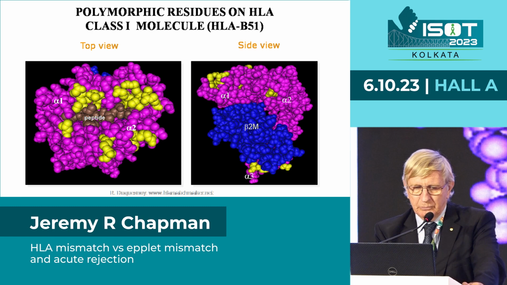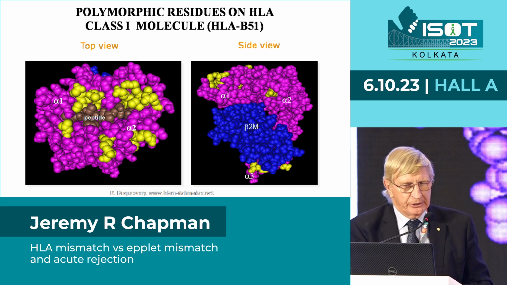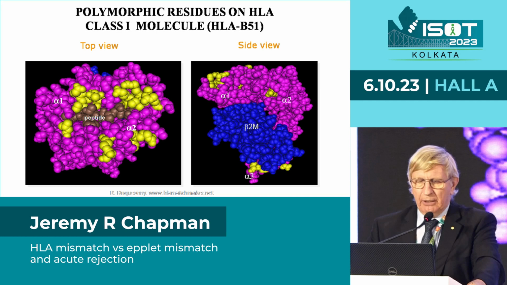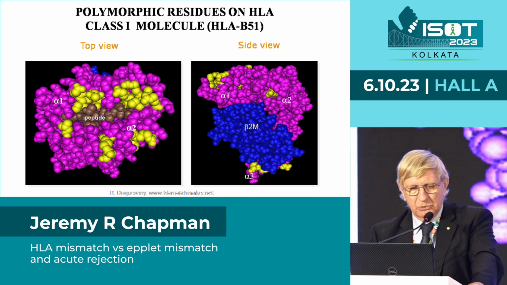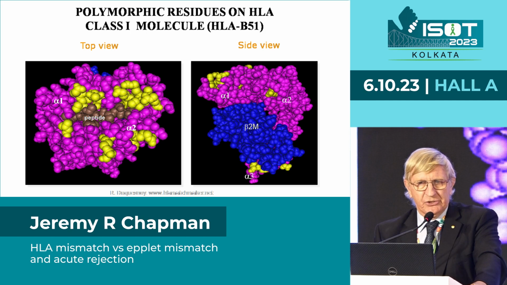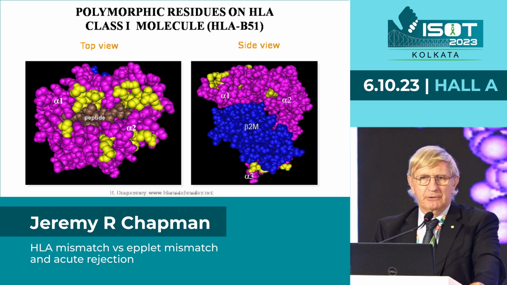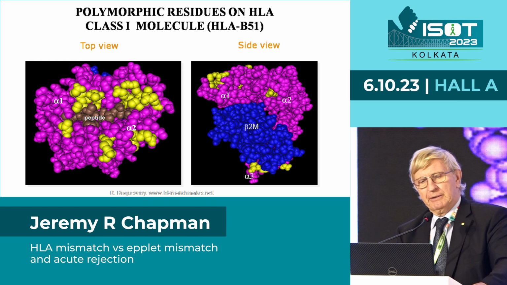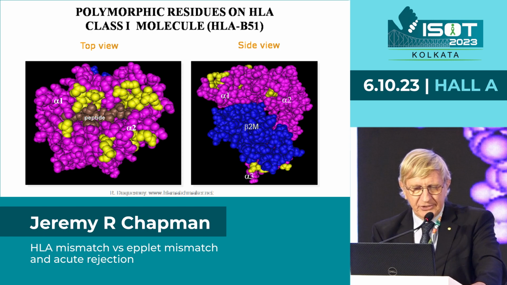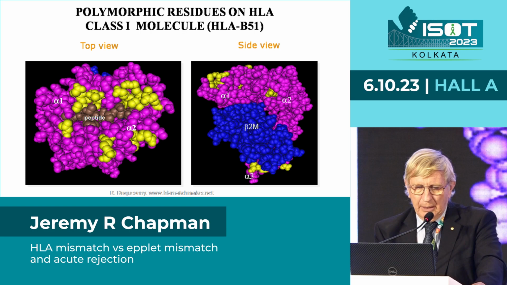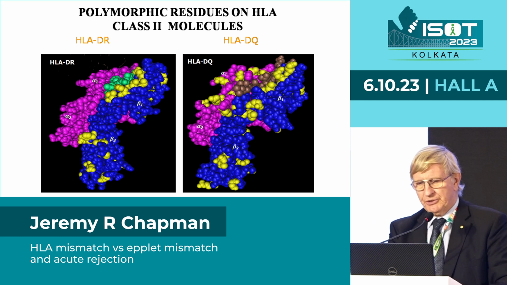So I'm going to move now from the ribbon diagram, which was the original X-ray crystallography, to these space-filling diagrams. This shows you the class 1 molecule HLA-B51. And it shows you the peptide in brown. And in purple are the conserved regions of the molecule that are the same between all the HLA B molecules, and the yellow bits are different. And so they're different across different molecules. And some of them, as you can see, affect the peptide groove, and thus they're clearly biologically important and they're in the hypervariable region. And some of them are not. They're spread around the molecule. And that's where we have run into trouble. You see here with class 2, you've got the same phenomenon.